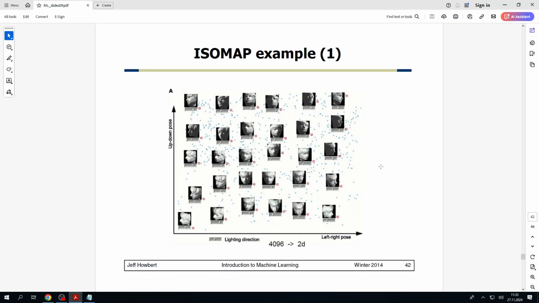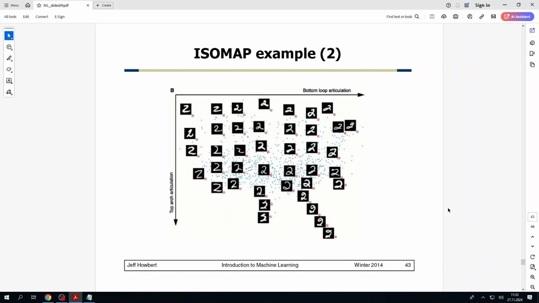Here it actually says it's 4096 dimensions originally, which means that it was probably around 256 by 256 pixels, and you have converted that all into 2 parameters. That is also possible for handwritten digits, and you can actually group them. Here you can see digits 2, but digits 5 will be somewhere there. Digits 4 will be somewhere there, etc. So they will be somewhat clustered in these 2 dimensions as well, yes?